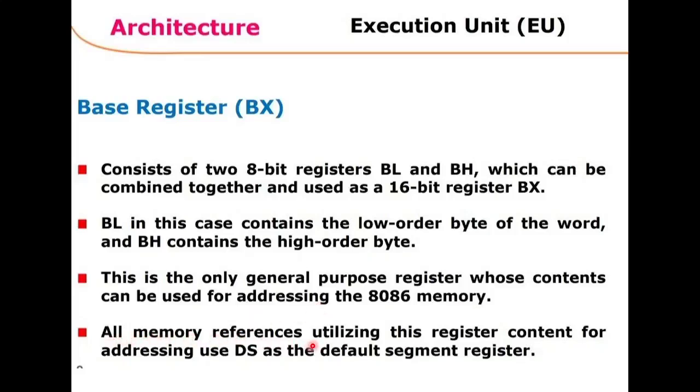So all memory references utilizing this register content for addressing use DS as a default segment register. Okay, so whenever BX is there, then DS will give the segment address and BX will give the offset address. Then by using segment address and offset address we can generate the 20-bit physical address.